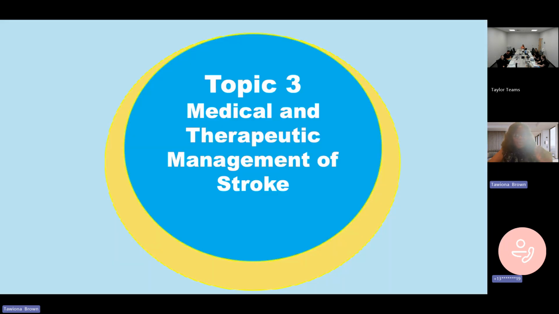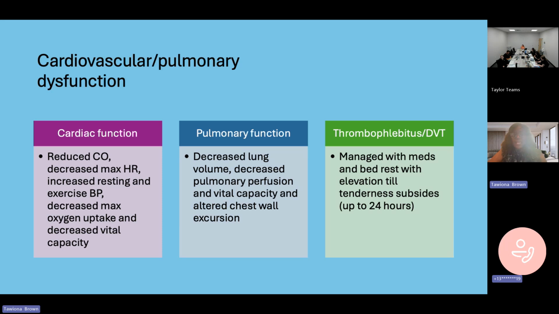Okay. So I want to quickly go over how you're going to manage your stroke patient. This is because I think the lecture that I gave for that was so long. I just wanted to put some highlights up. So with medical management, we need to stabilize our patient, right?